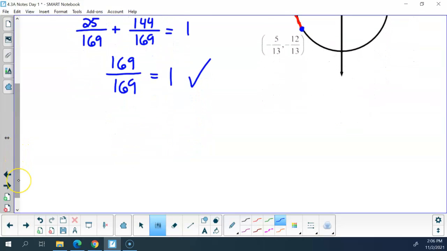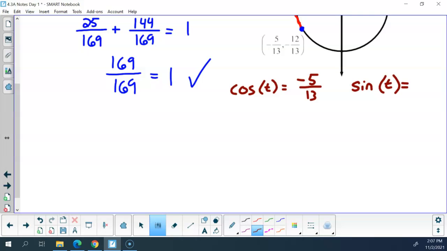So the cosine of t is going to be what? Negative 5/13. The sine of t is going to be what? We got negative 12/13. I thought you would answer it. That's why I did. Hold on. I just couldn't hear what the first part of what you said was.